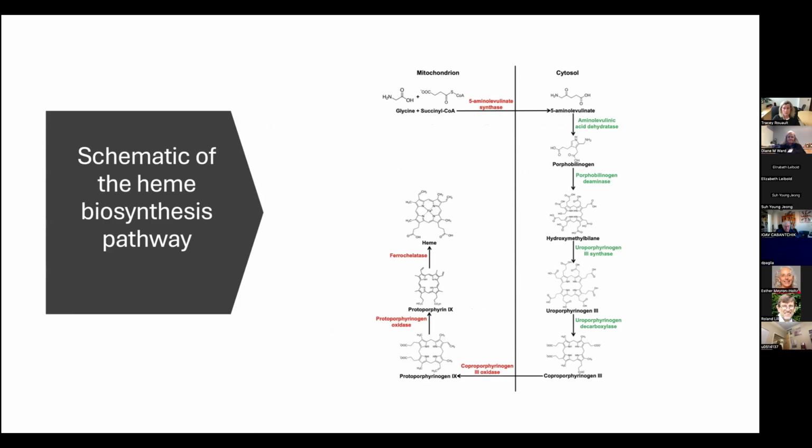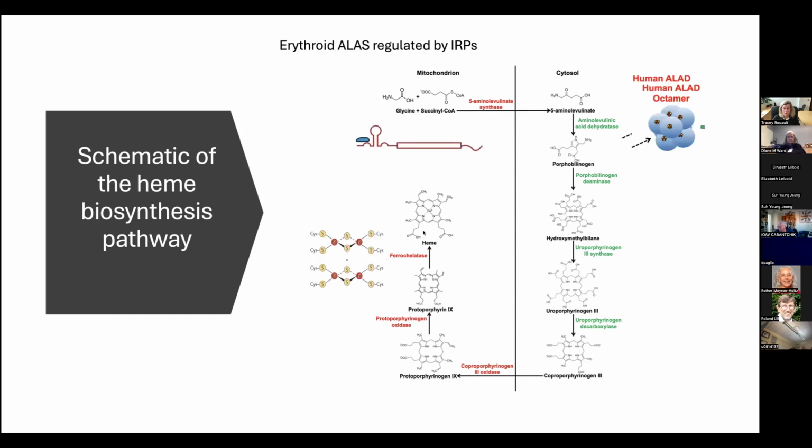Here's a schematic of the heme biosynthetic pathway. As most people know, the first step takes place in the mitochondrial matrix. Then there are a number of steps that take place in the cytosol, shown here, the first being aminolevulinic acid dehydratase, the one that I'm going to talk about most here. And then the final steps are proposed to take place back in the matrix, with ferrochelatase supplying the iron to the protoporphyrin ring.